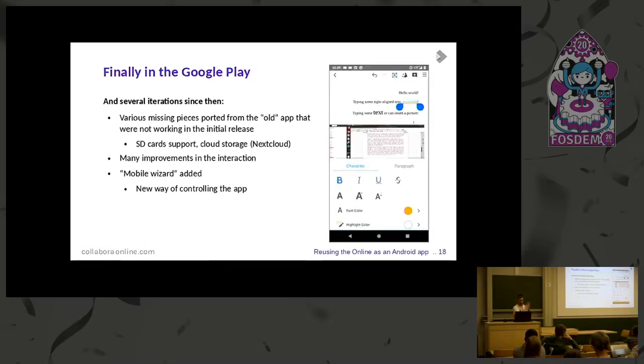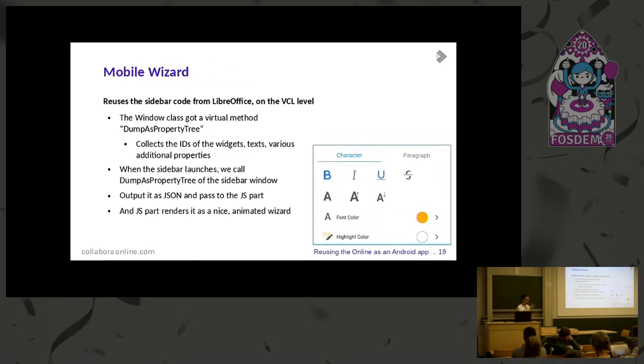So finally we got it there, and we've gone through several iterations since then. More pieces from the old app were ported, for example support for SD cards, or for cloud storage. Currently Nextcloud is supported, hope to have more in the future. Then many improvements in interaction, and the biggest thing there was the mobile wizard. We call it this way because we don't have a better name, but it's basically the stuff that you see down there.